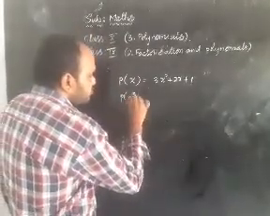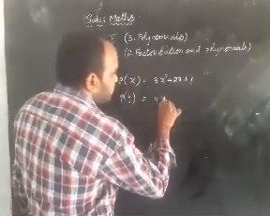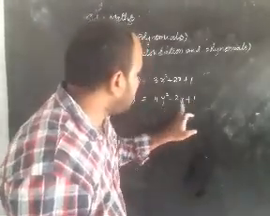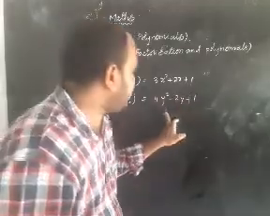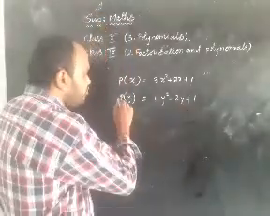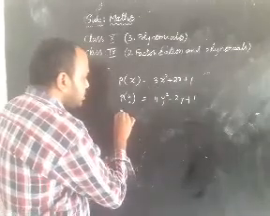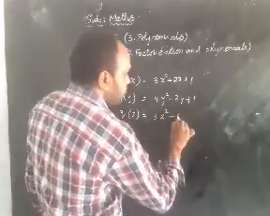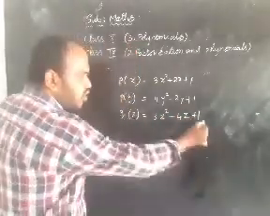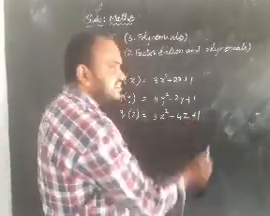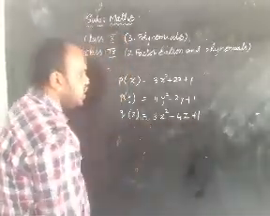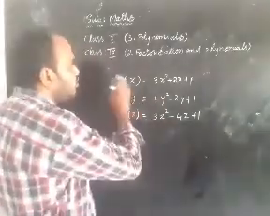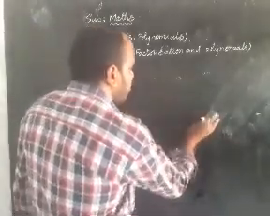P of y, 4y square minus 2y plus 1. Here we have written the polynomial with the variable y, so we denote it as p of y. Next, q of z, that is 3z square minus 4z plus 1. Here the polynomial is written in the variable z, so it is q of z. So we can write the polynomial as p of, q of, or r of. Now we will discuss the general form of the polynomial.